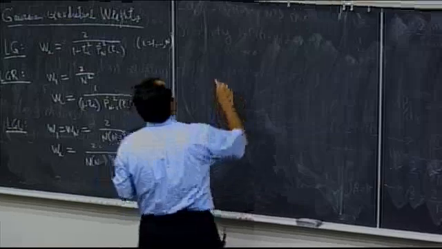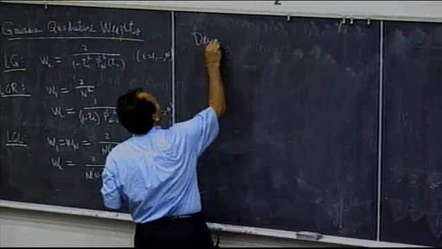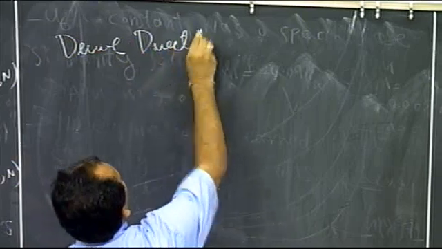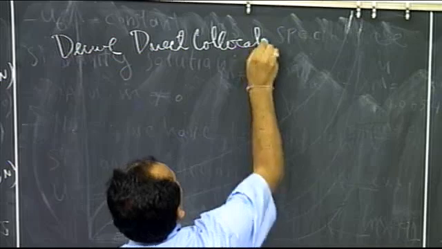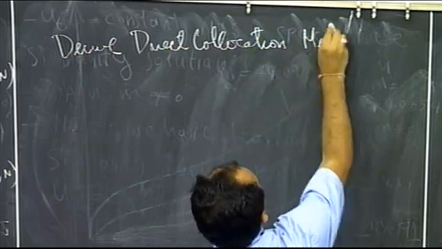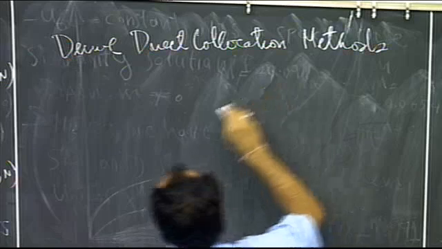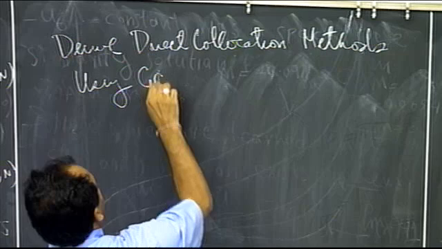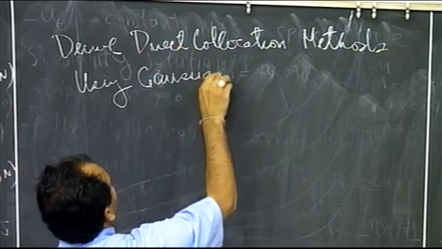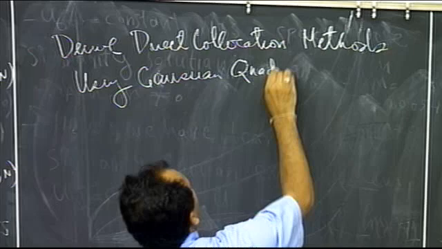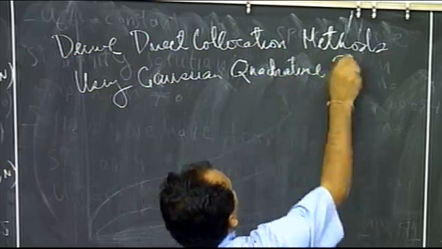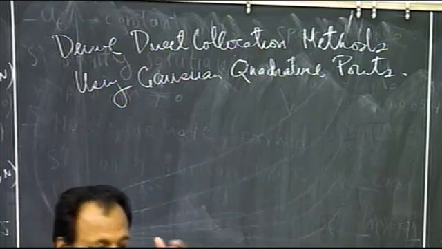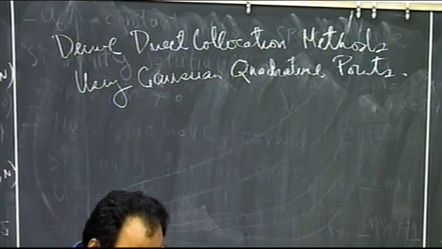So what we're going to do is we're going to derive direct collocation methods using Gaussian quadrature points. Now, the key thing about this is, like I said, if we do this for the general problem, the really complicated optimal control problem, which I started with, it's going to be too hard to follow.